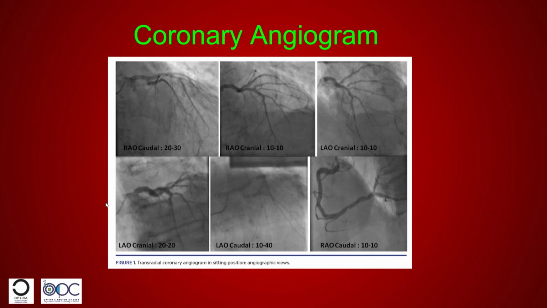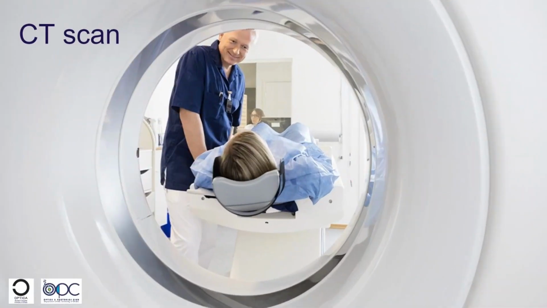There's also coronary angiography, which uses a special dye and X-rays to see how blood flows through the arteries in someone's heart. And computerized tomography or CT scan, which uses X-rays to create cross-sectional images of the bones, blood vessels, and soft tissues inside the body.